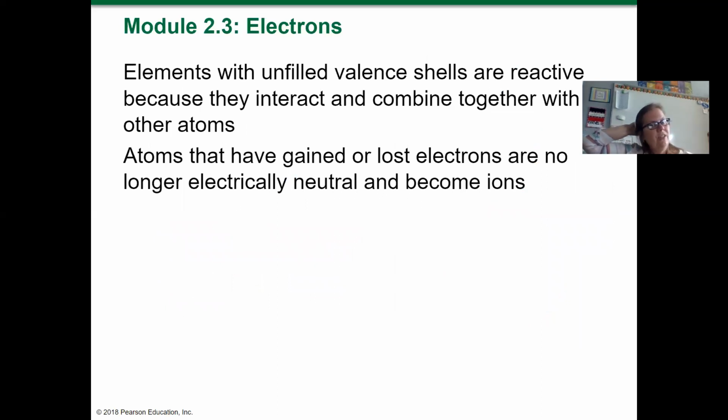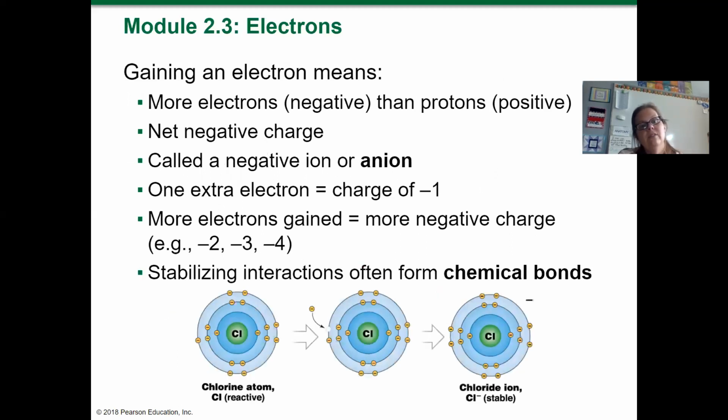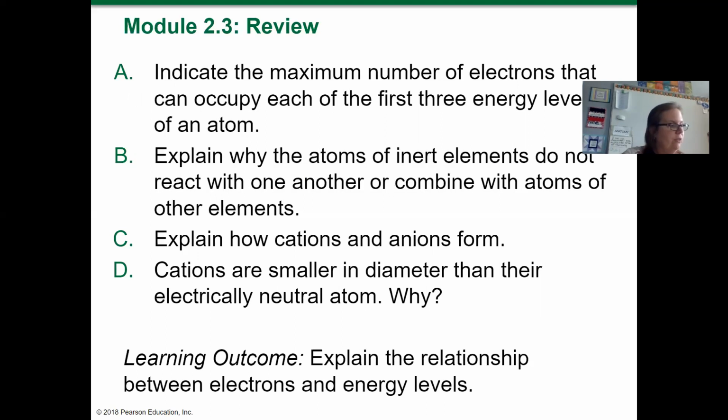Elements with unfilled valence shells are reactive. This is kind of the same thing as the last slide. Atoms that have gained or lost electrons are no longer neutral and become ions. There are some important ions to talk about in anatomy, and especially when we get to the muscles and the nerves, we talk about those again. Here is an example of a cation that has lost an electron and become positive. Here is an example of an anion which has gained an electron and become negative. Pause here to make sure that you remember all of your chemistry.